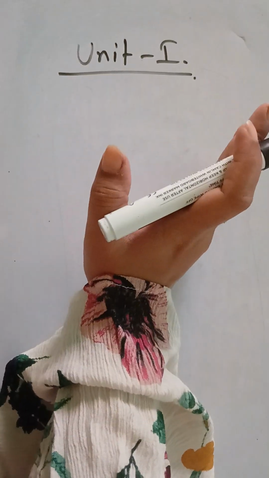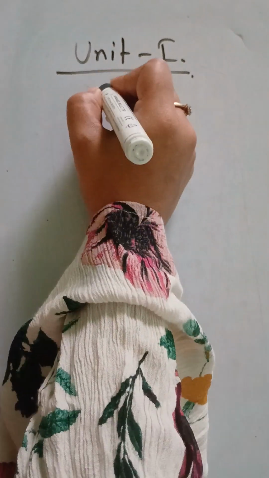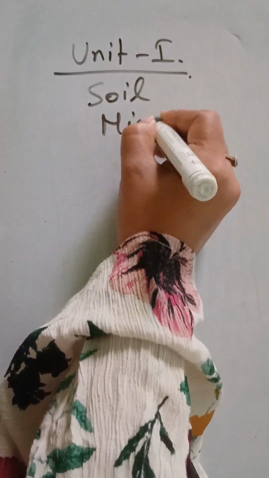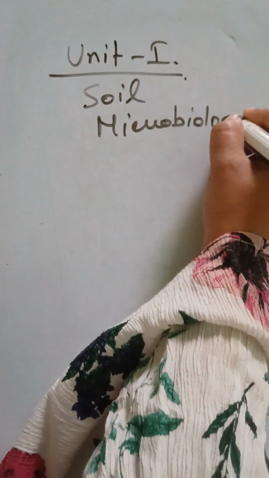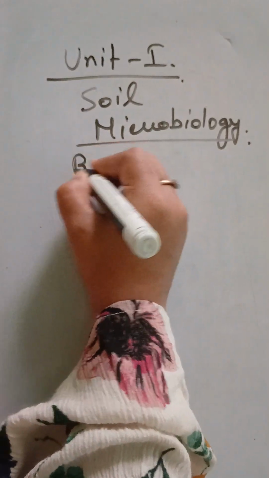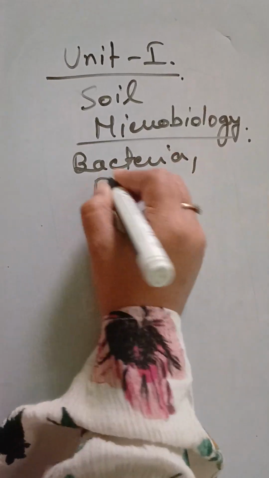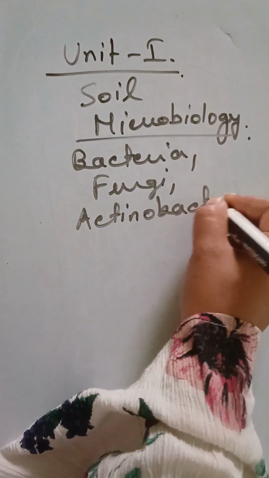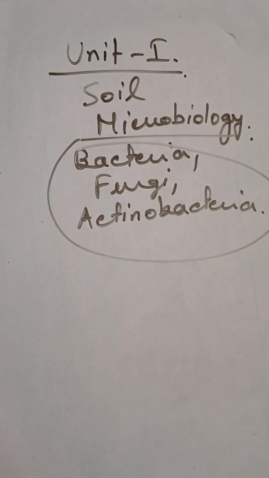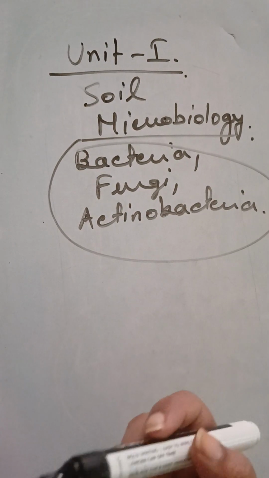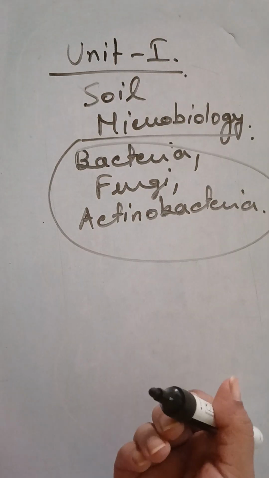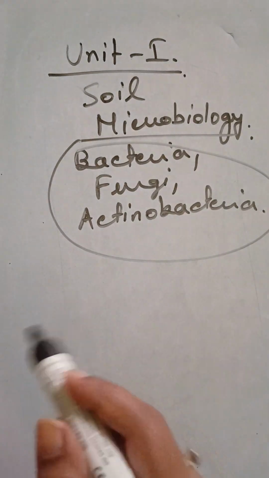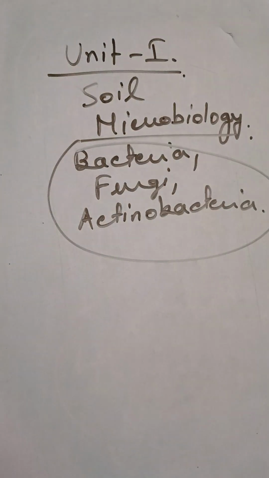Today I'll be talking about those scientists who contributed to soil microbiology. Okay, now soil microbiology means there are obviously microbes like bacteria, fungi, actinobacteria, etc. How these types of microbes are related to the soil, what their impacts are on soil fertility or on biogeochemical cycles, all of this was first discovered by a scientist.